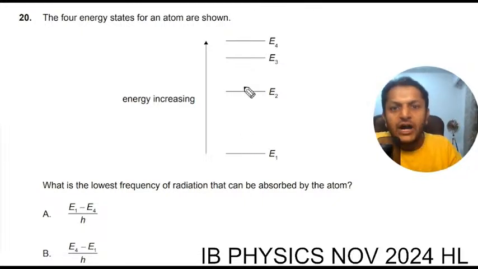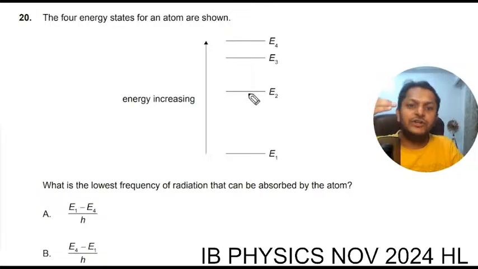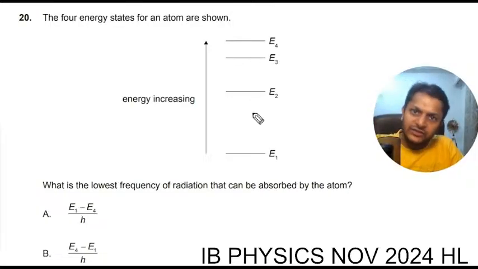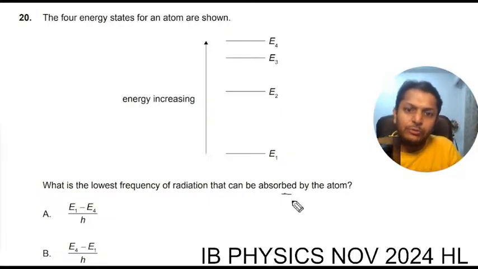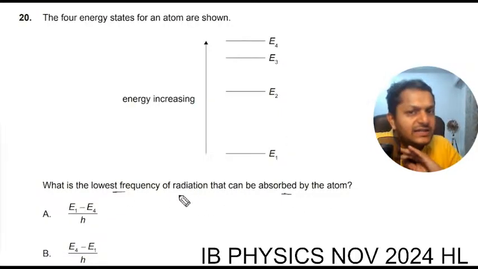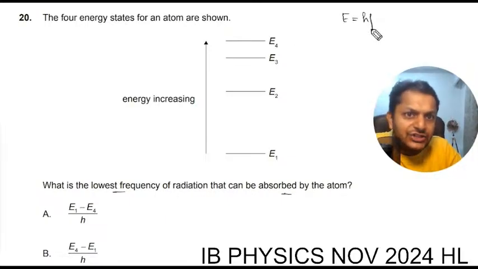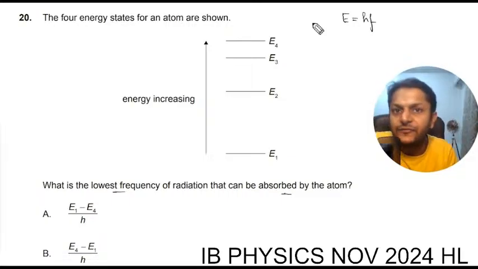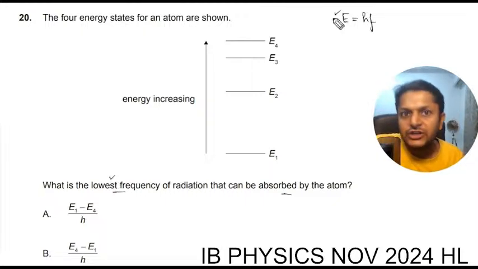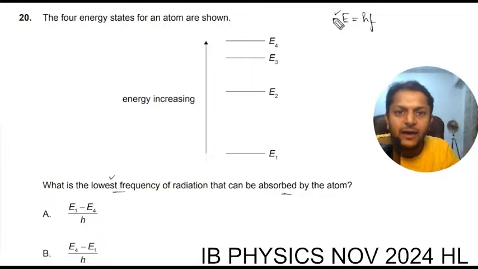So it will be going up, either from E1 to E2, E2 to E3, but not E3 to E2. That is not happening. So it will be 3 to 4, but 4 to 3 is not allowed, because we're talking about absorption. And for the lowest frequency, it is a simple and straightforward concept. The concept is that energy is given by the product of Planck's constant and the frequency. If you want to talk about the lowest frequency, it means you're talking about the lowest energy. So for the lowest energy, we need to find the lowest gap. So the lowest gap is E4 and E3. This is the lowest gap.